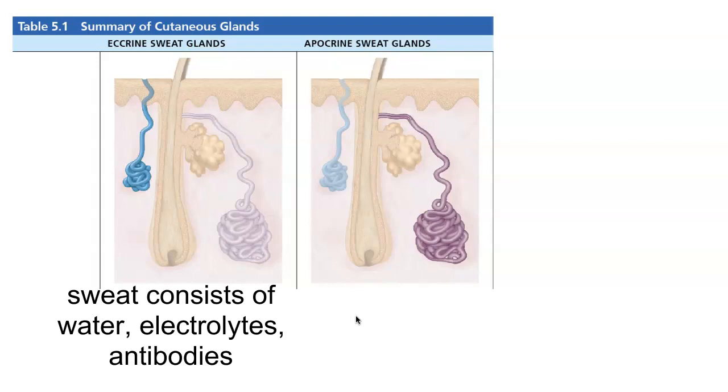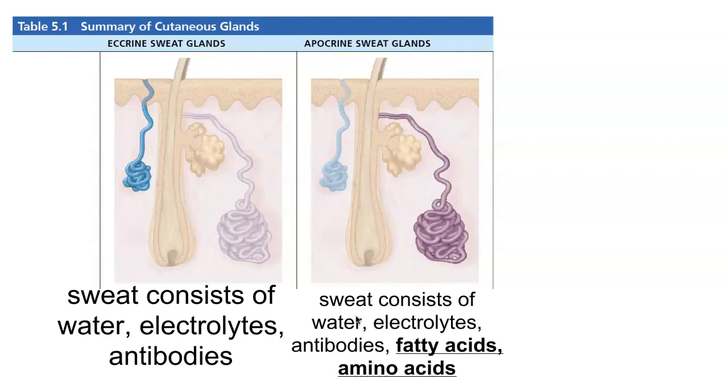The sweat that's being released by the apocrine sweat gland is a little bit different in consistency than the eccrine sweat. It contains fatty acids and amino acids, and so it's a little bit more viscous, and it's also a little bit more nutritious for bacteria. And so if bacteria feed on that sweat, that's what can create an odor from that sweat gland.